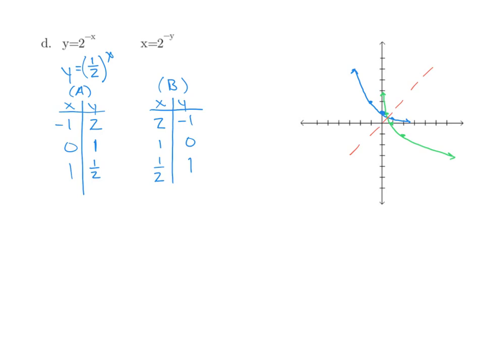All right, so that takes care of exponential functions. The next section that we're going to talk about is logarithms, which is going to be our official name for the inverse of an exponential.